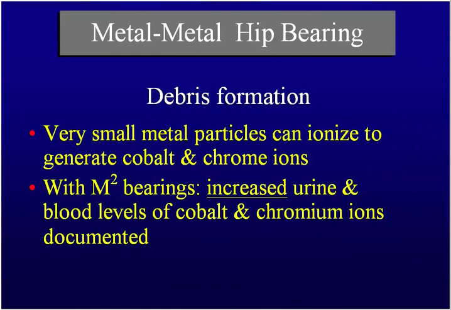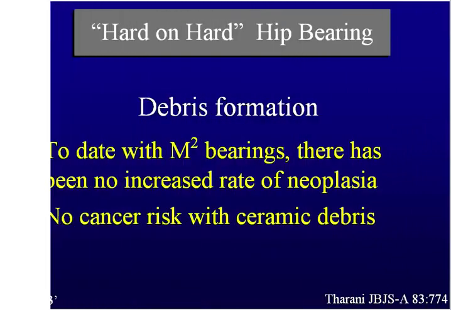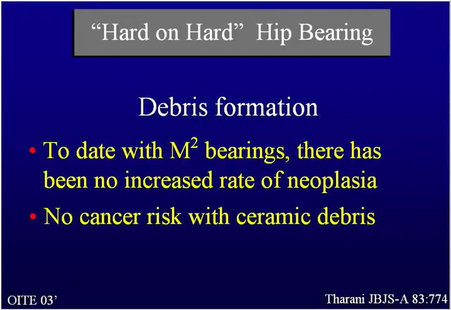Debris formation, metal bearing. Remember, very small particles are generated, and these metal particles can ionize to generate cobalt and chrome ions. So with metal bearings, you will see increased urine and blood levels of cobalt and chromium ions. The potential risk here is cancer. Remember that chrome has a high form and a low form, chrome 3, chrome 6.